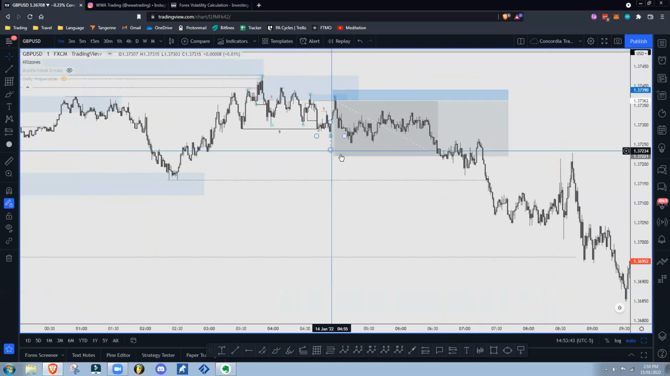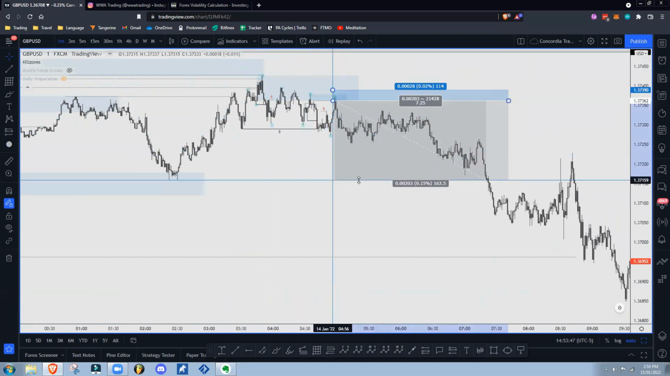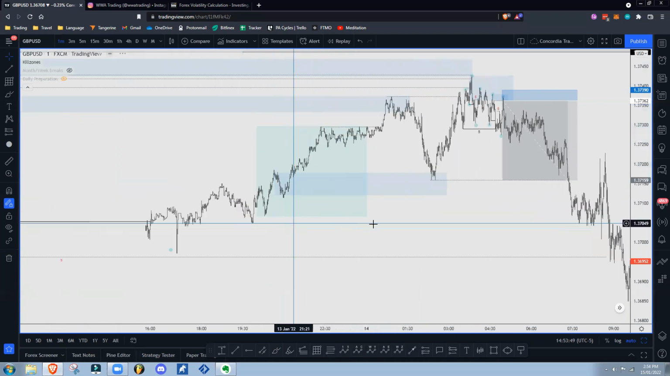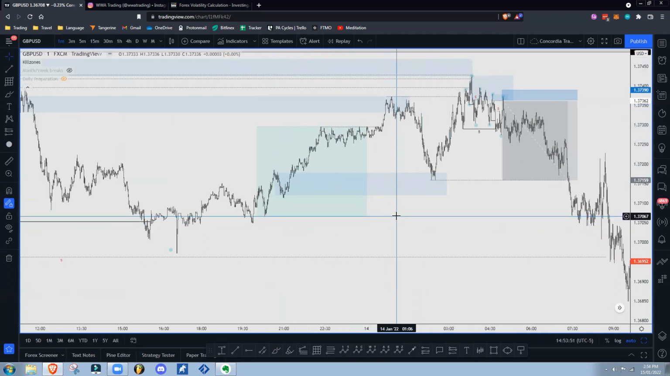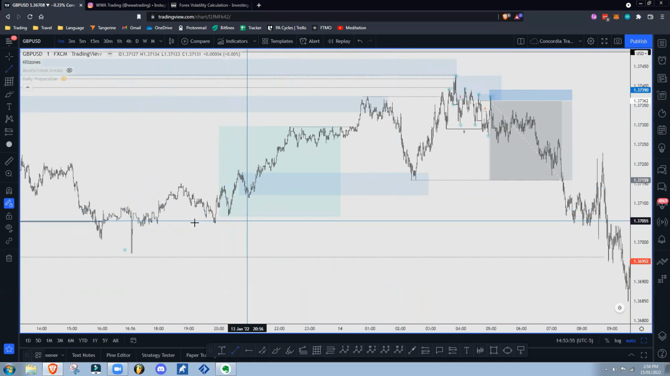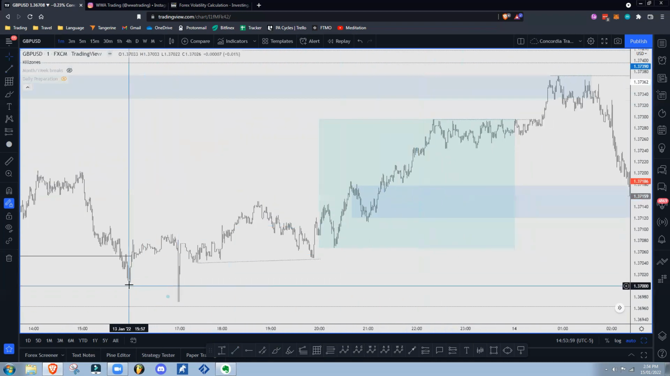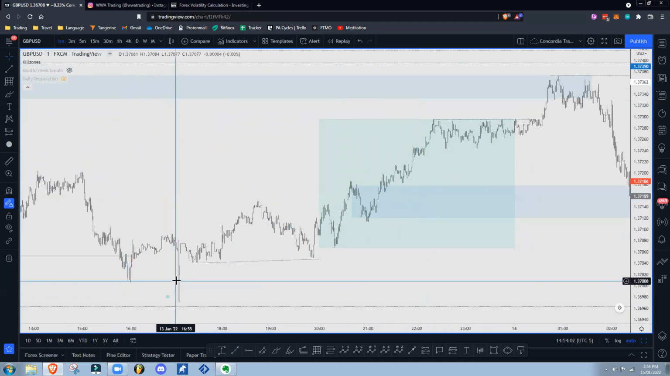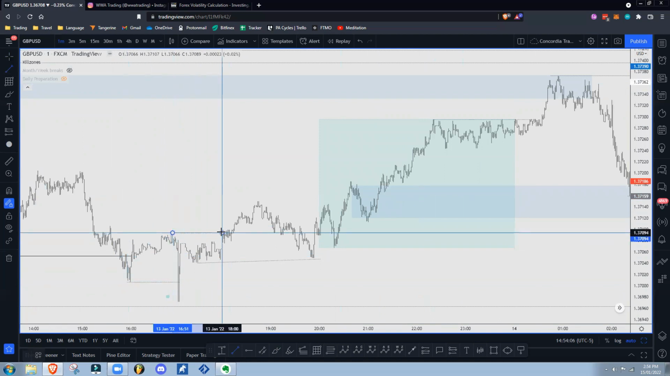Anyways, again, where's your target? Well, as soon as it breaks structure, this is going to be your first target for me. That's what I would be anticipating. Additionally, we have Asian lows right here, which is going to be a huge liquidity pool, huge target. And just below the Asian liquidity pool are these equal lows. And then we have a sweep on liquidity, break of structure right there.